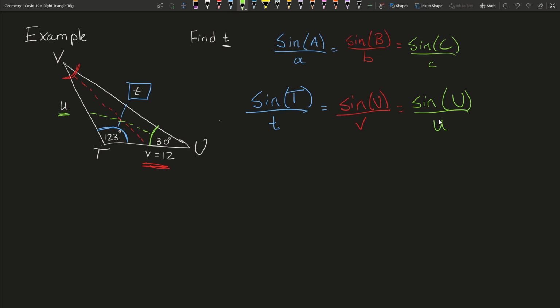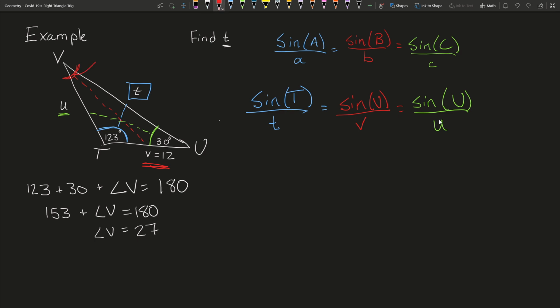Now, given any two angles in a triangle, we should always be able to find the third. And I probably should have done this first, but we have an angle of 123, an angle of 30, plus our unknown angle. That has to be equal to 180. So if we solve for that, we get angle V is really equal to 27. So we actually do know this angle, even though it's not explicitly given.